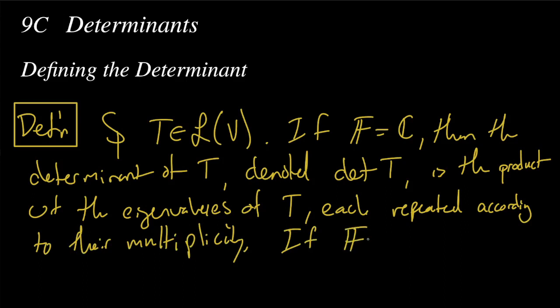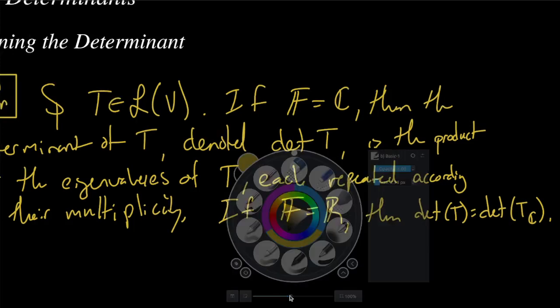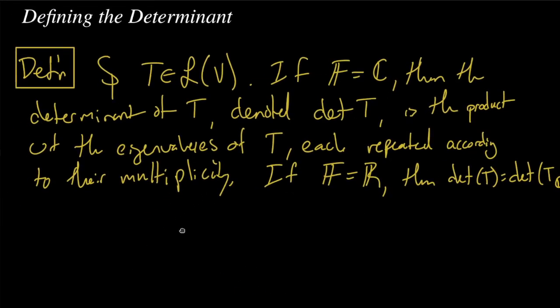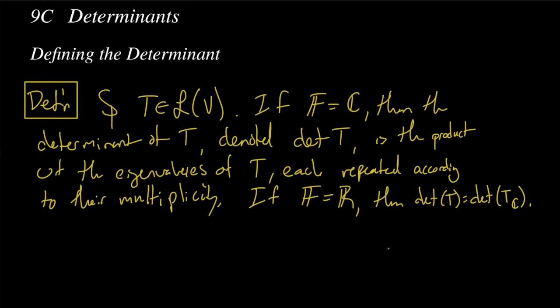If the field is the reals, then the determinant of T is just the determinant of T's complexification. So that is just treating it as the same operator but on a complex vector space. Okay, cool. Just in the same way that every real number is a complex number, we can do the same thing. Nothing big. So we just treat it as if it was an operator in a complex vector space. Easy. All right.